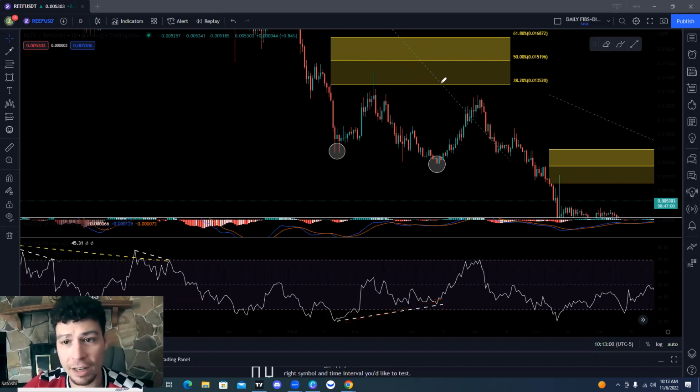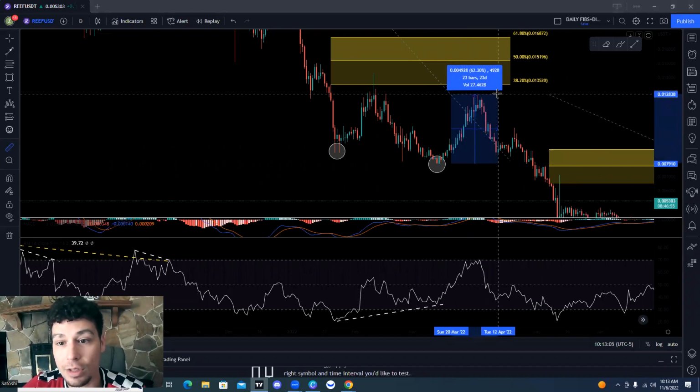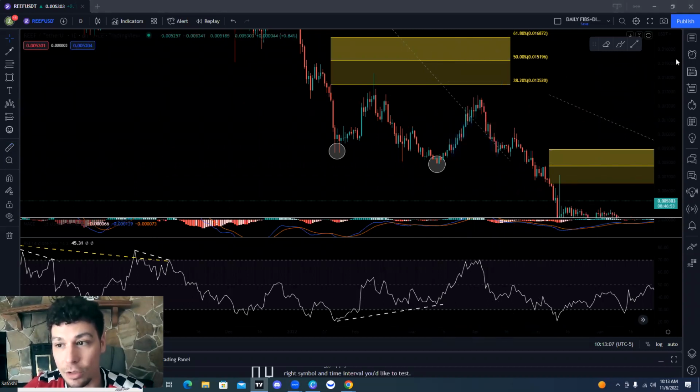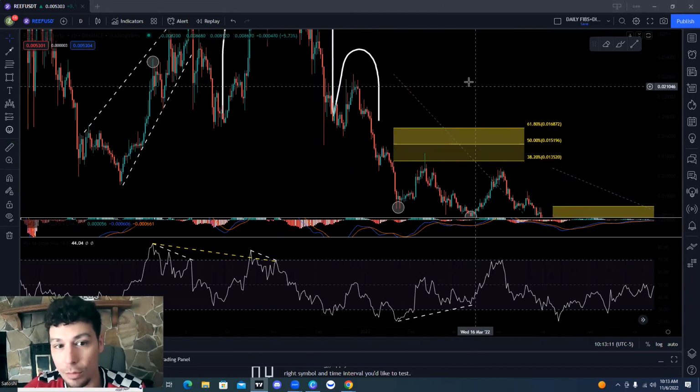Okay. And if we take a look at that move, that was a very nice move from here to there. That was 60%, okay, roughly 60% trade right there, in a very short period of time too. It's not like that took months and months and months.